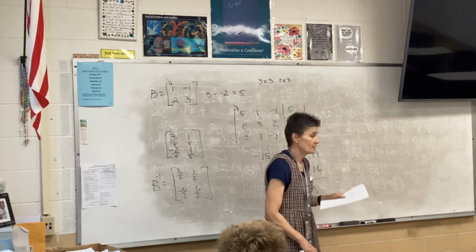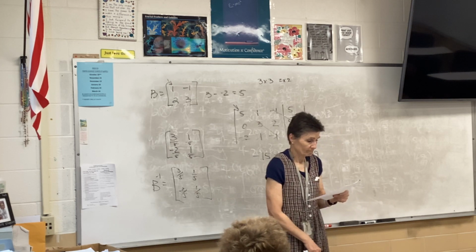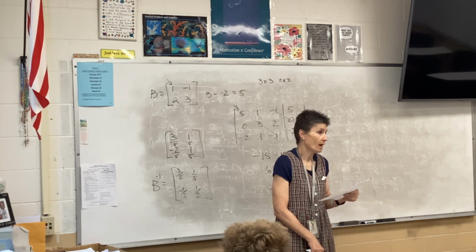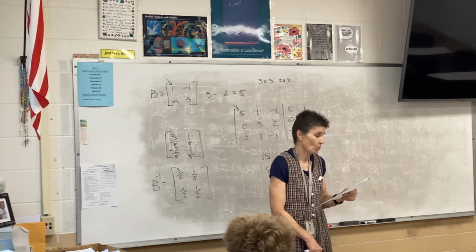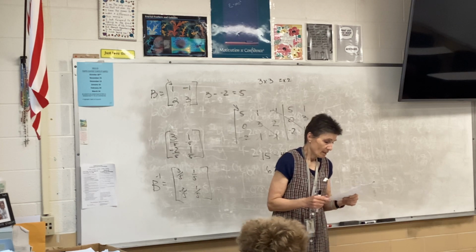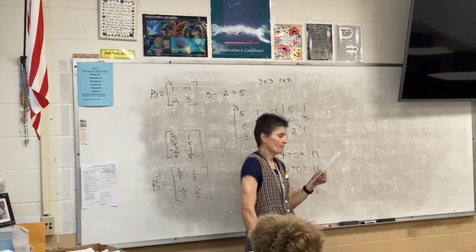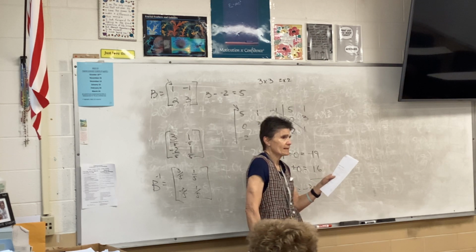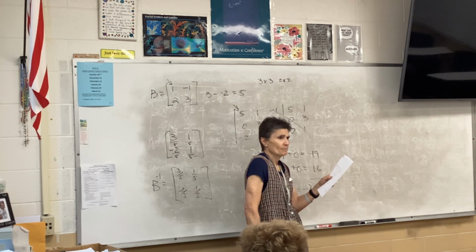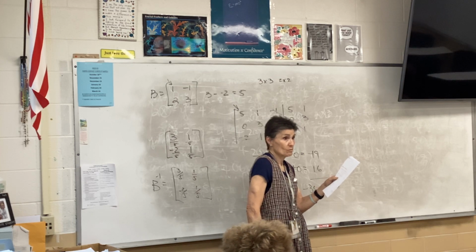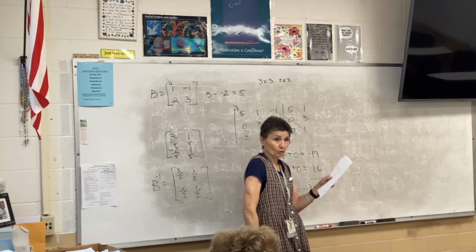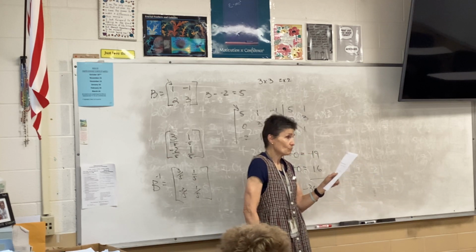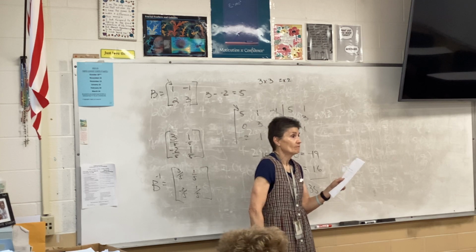What are the dimensions of A? 2 by 4. 2 rows, 4 columns. What are we talking about in question B? A sub 2-1. What's A sub 2-1? That's second row, first column. So look at matrix A. What number is in the second row, first column? 5.